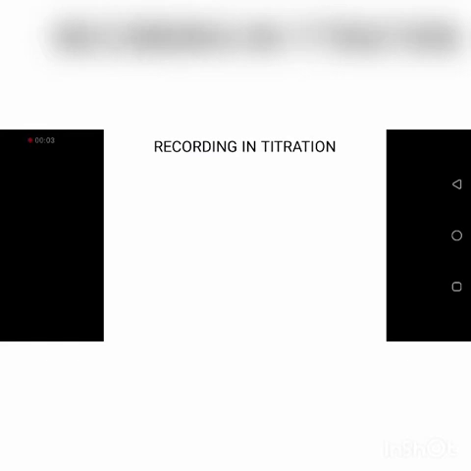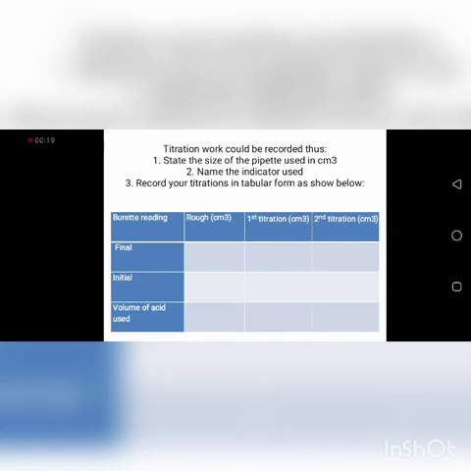Now we shall look at recording in titration. Previously, I've introduced you to titration, volumetric analysis, the apparatus used, and some other things. So now to look at how we record in titration. Okay, so titration work could be recorded. First, we have 4 ways of recording titration results.